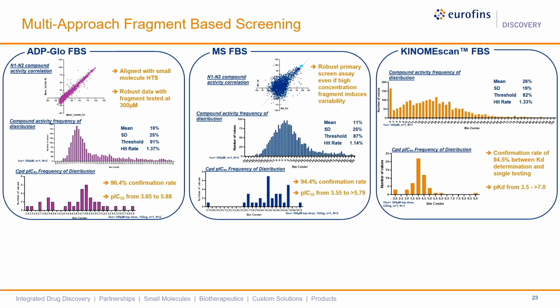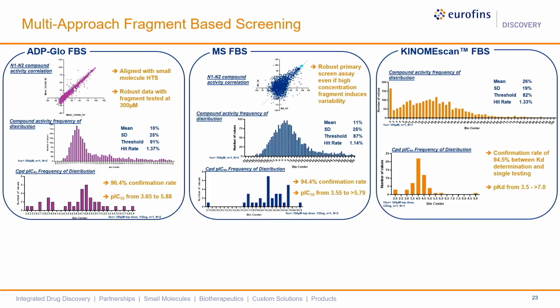Sorry. So you are now familiar with all the representation. On the top part, you got the correlation between the two independent experiments measuring the percentage of inhibition of the fragment in the ADP-Glo activity assay.